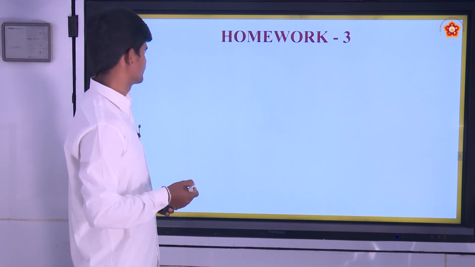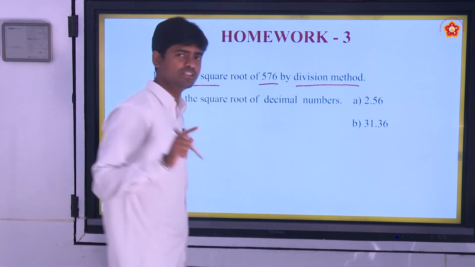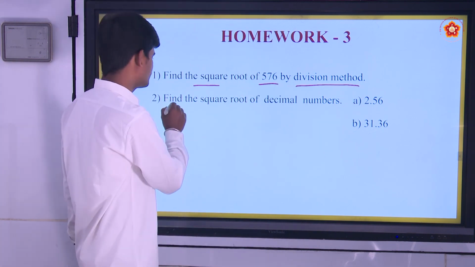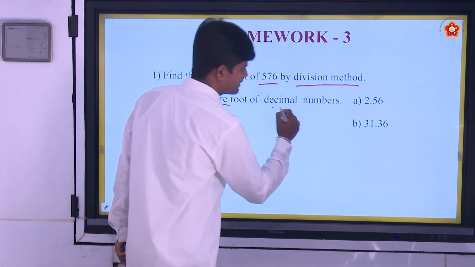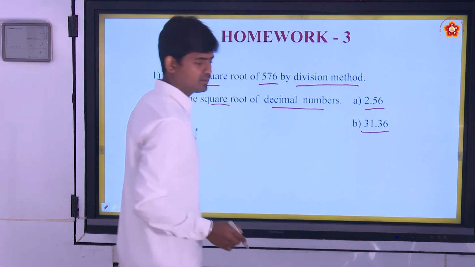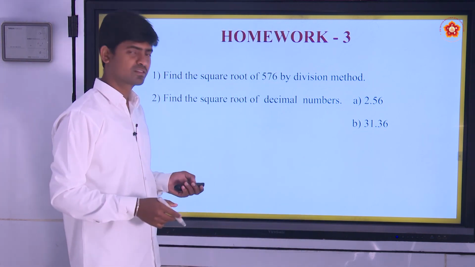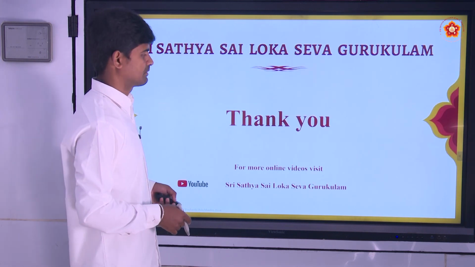Homework. Find the square root of 576 by the division method. Second one, find the square root of a decimal number: A, 2.56, B, 31.36. This completes your square and square root chapter.